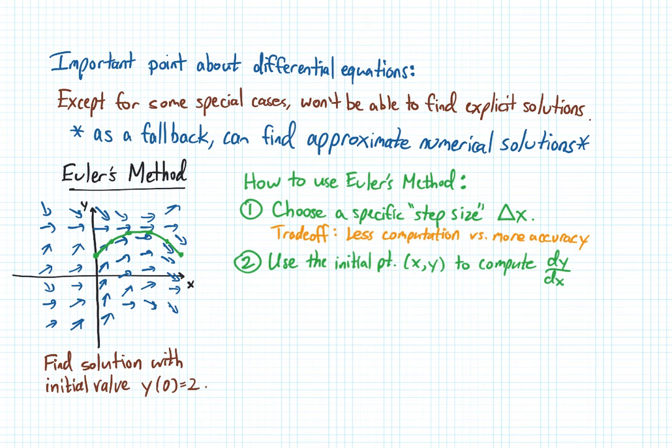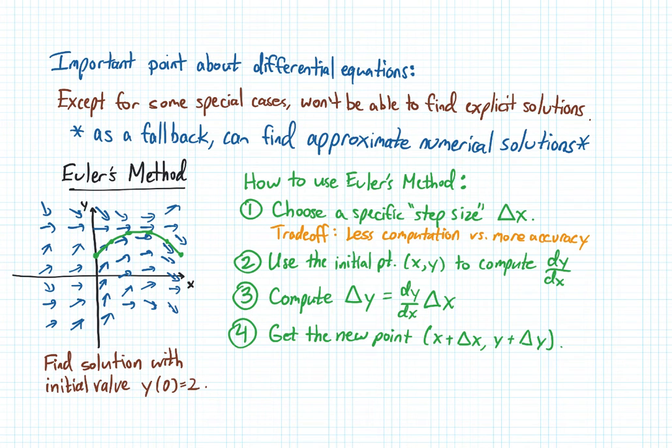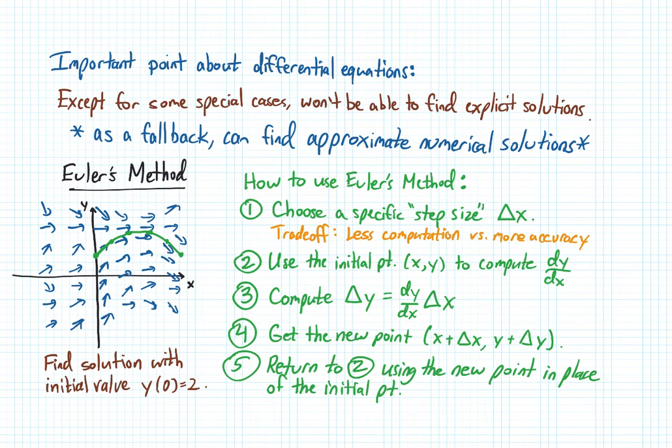But anyway, once you've chosen the step size, then the rest of the process is quite systematic. So what happens next is you use the initial value that you're given as part of the problem. You use that initial value to compute dy dx using the differential equation. Then you would use that dy dx to compute your delta y, using the formula that delta y is dy dx times delta x. And now you have a change in x and a change in y, and you can use that to get a new point. So the new point has coordinates x plus delta x and y plus delta y. So now at this point you've moved one step from the initial point, and you can repeat using this new point as the initial point. So what that means is that you return to step 2 using this new point in place of the initial point.